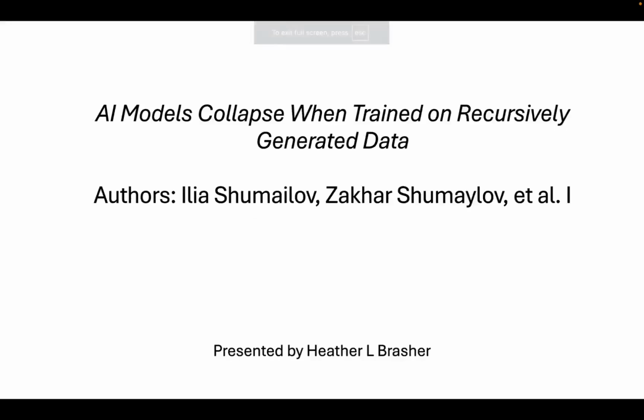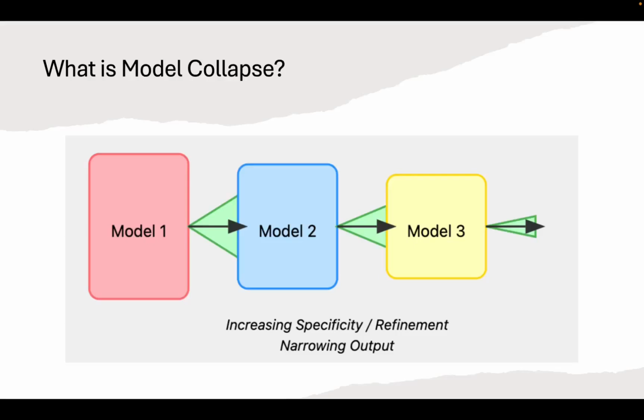This presentation summarizes a groundbreaking paper on the phenomenon of model collapse in AI systems. Model collapse is a degenerative process affecting generations of AI models. When models are trained on data generated by their predecessors, they gradually lose the ability to perceive the full range of the original data distribution.